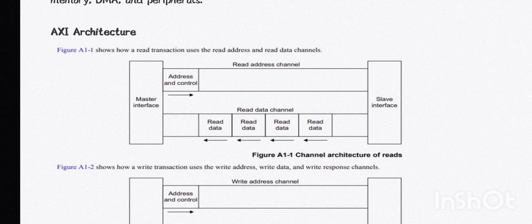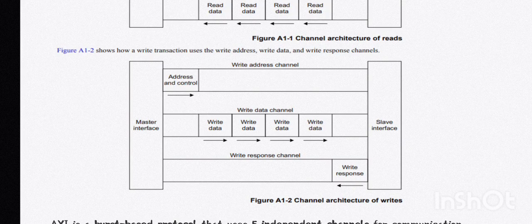How AXI works: the master sends the address on the read address channel, and the slave sends the requested data on the read data channel. Write transaction: the master sends the address on the write address channel, the master sends data on the write data channel, and the slave sends a completion response on the write response channel. Important features: the address can be sent before data, it supports multiple pending transactions, and transactions can complete in a different order, which improves speed and throughput.